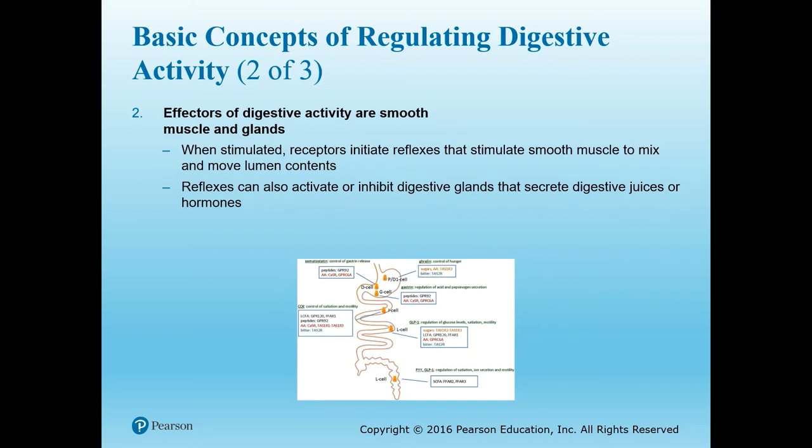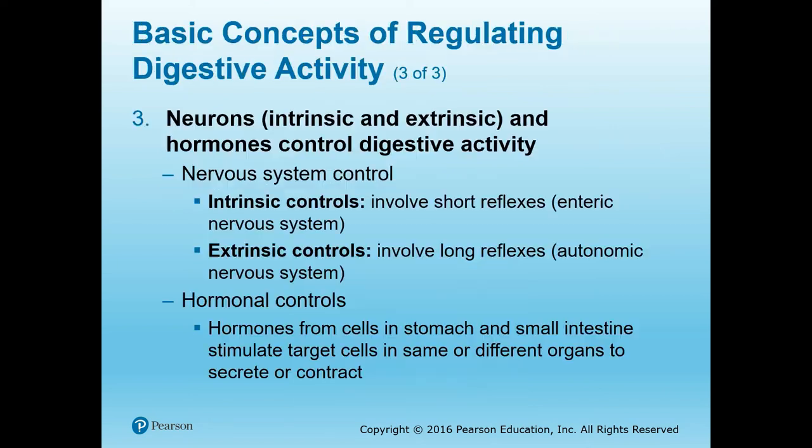So basically what I just talked about: some of these receptors, when stimulated, initiate a reflex that stimulates smooth muscle and inhibits digestive glands that secrete digestive juices, and so on. So there are different reflexes. It's all about stimuli, it's all about feedback loops, positive and negative. Food goes in, something occurs. A receptor senses something, a lot of food, and tells the body, hey, we're not hungry anymore, or a certain type of food, let's bring this food in, or let's stimulate the release of acids. So a lot of receptors in there.